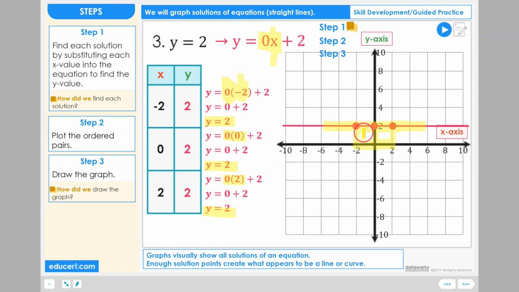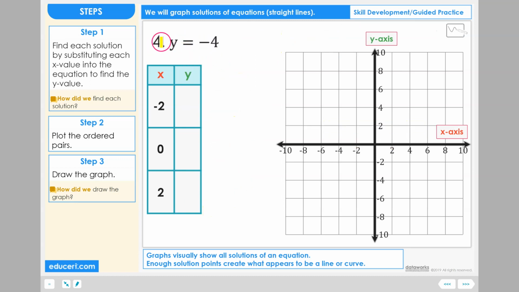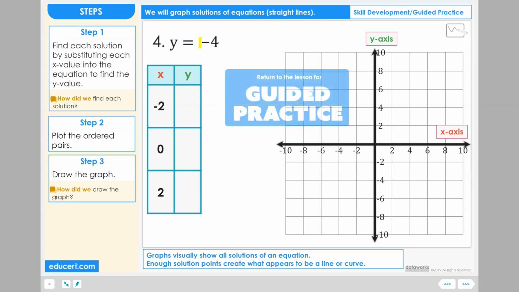To draw the graph, we start from one of the ordered pair solutions, start to draw a straight line that goes through the other two ordered pair solutions, and continue that line throughout the graph in both directions. You are now ready to graph another y equals equation in problem number 4, y equals -4. Remember to include the 0x in your equation.